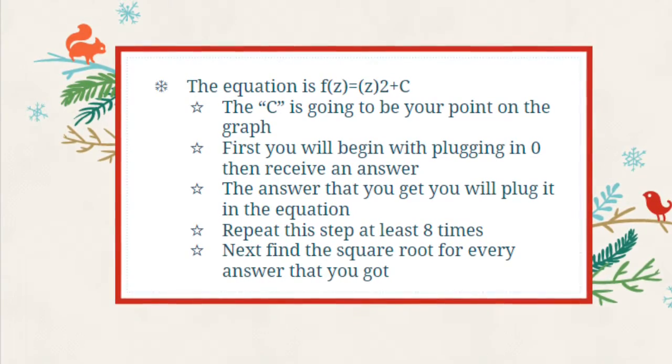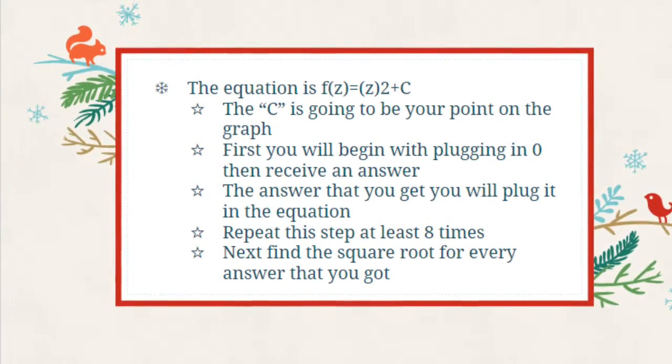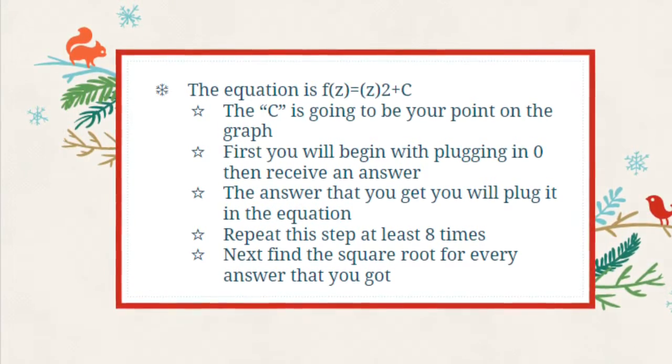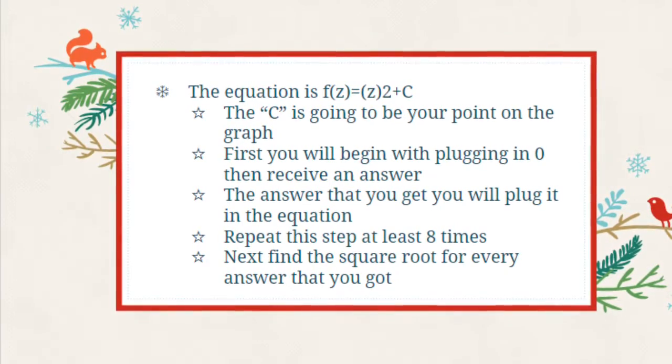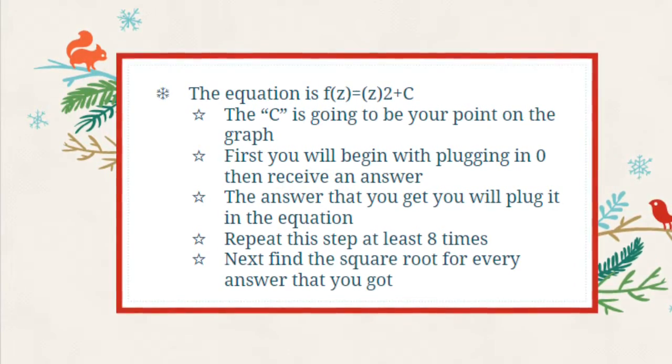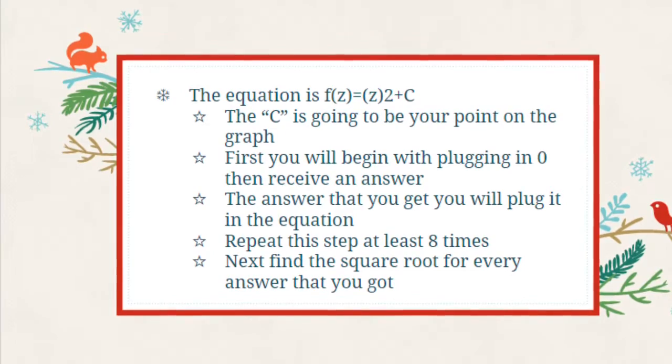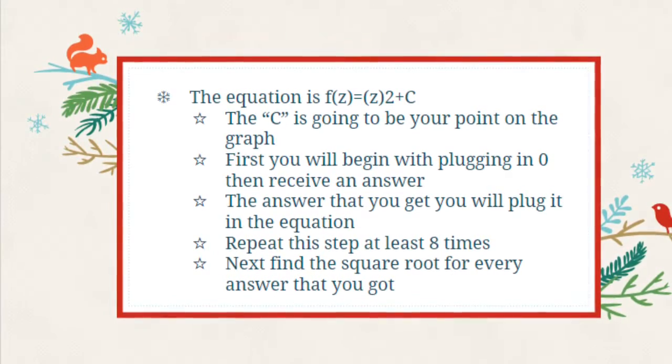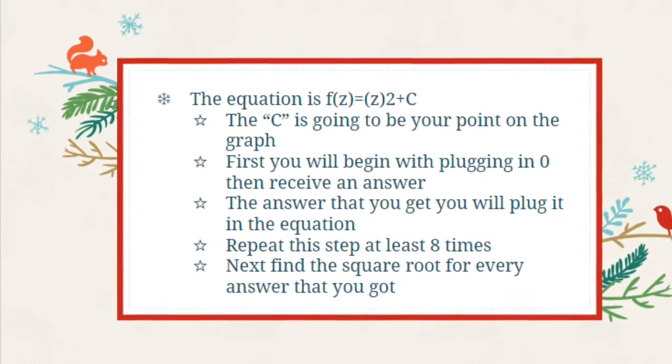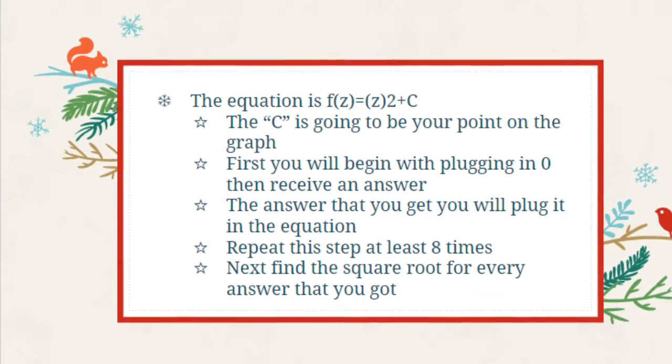The equation is z squared plus c. The c is going to be your point on the graph, and it will remain constant. First, you will begin by plugging in 0, then receive an answer. The answer that you get, you will plug into the equation. Repeat this step at least 8 times.